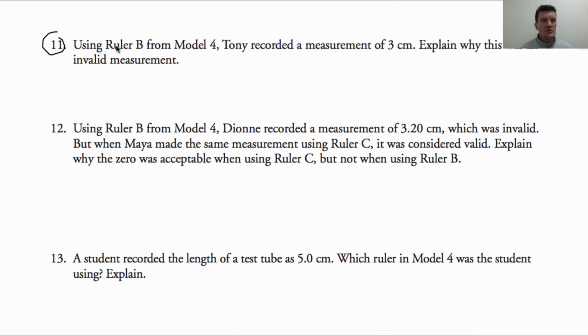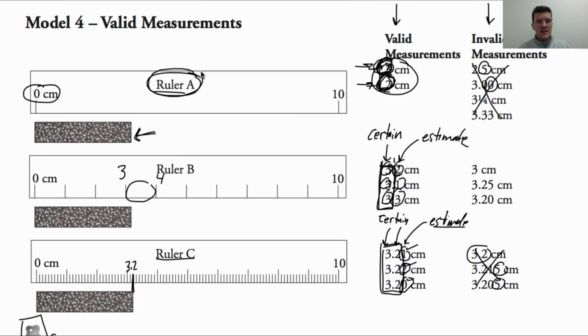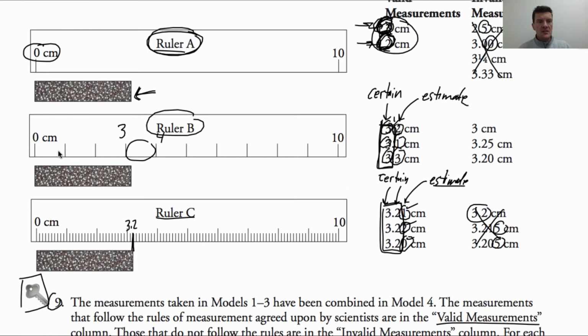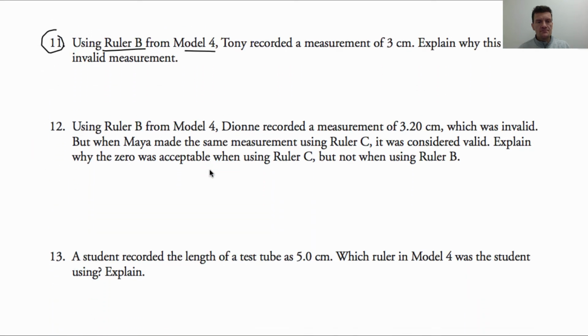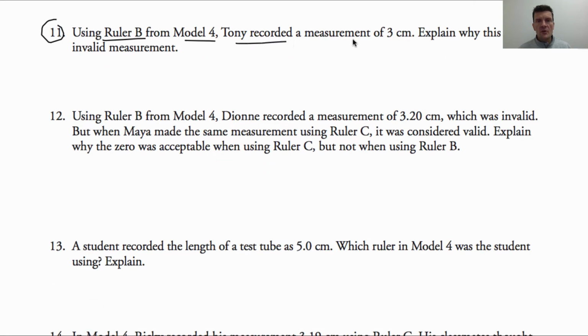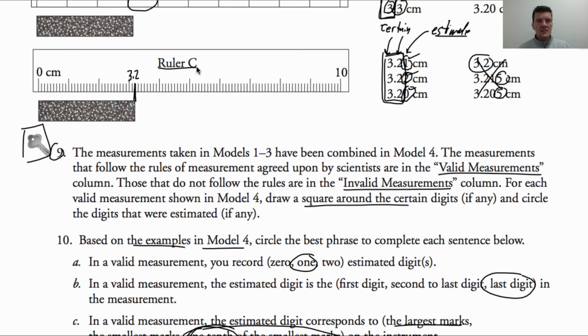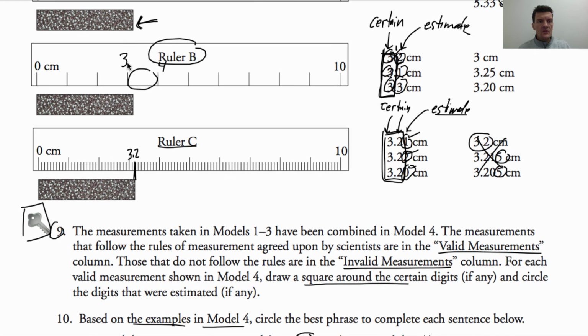Number 11, using ruler B from Model 4. Let's just go back up there and look at it. Here's ruler B. Every mark is on every centimeter. Tony recorded a measurement of 3 centimeters. Explain why this was an invalid measurement. Well, in ruler B, you have to go to 3, and then you need to estimate whatever would be the measurement in between 3 and 4.